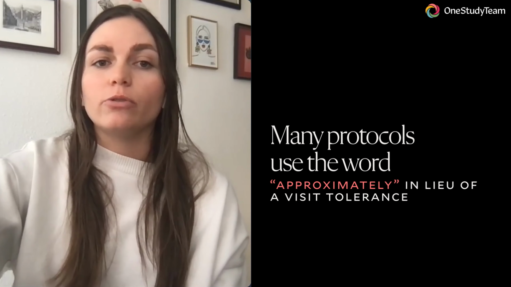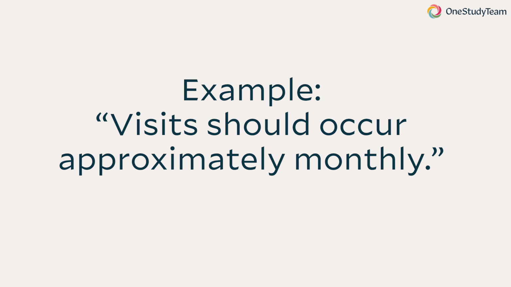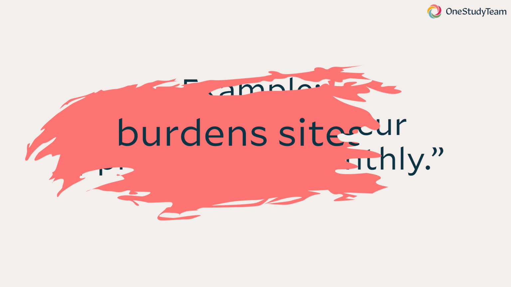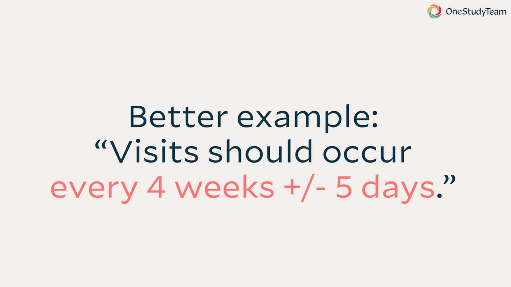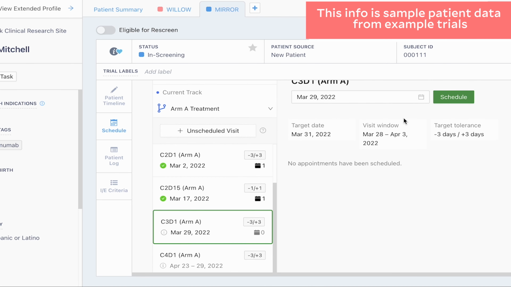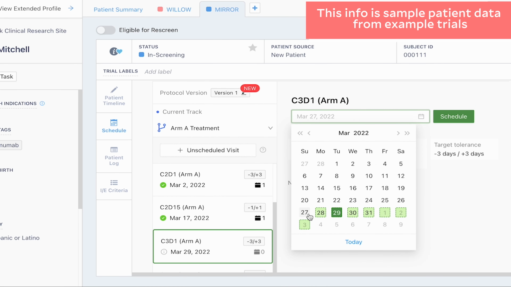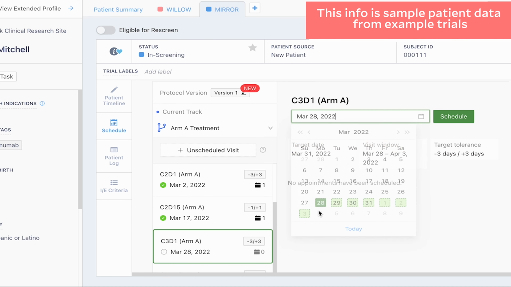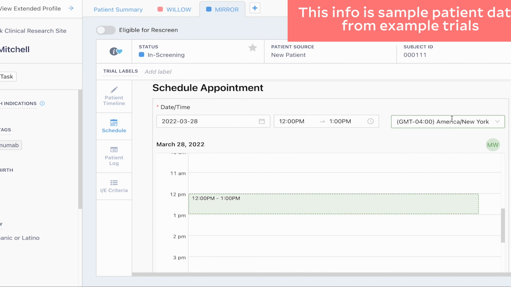Next, be specific about visit window tolerances. Something you see a lot of the time is protocols that use the word approximately in lieu of a visit tolerance. So, for example, the protocol might say that visits should occur approximately monthly or approximately yearly. And I think this is born from trying to make it easier on the sites, but really just puts burden on the sites to determine a subjective acceptable range. So get more exact with phrases such as 4 weeks plus or minus 5 days. This is also helpful for setting up a digital visit window calculator that sites can use for efficient scheduling. Yeah, definitely. Our team programs visit window calculators so that sites using Study Team can quickly and accurately schedule visits based on the protocol-defined windows.